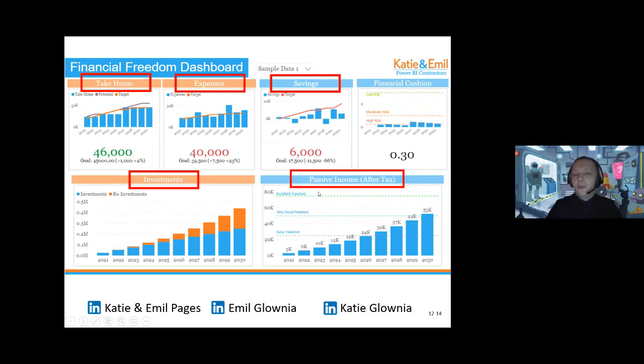And then we have passive income after tax. And this is a future look for things. And the way I split it, I put basic freedom at around 25K, just below the average spending, very good freedom in here and excellent freedom over here.